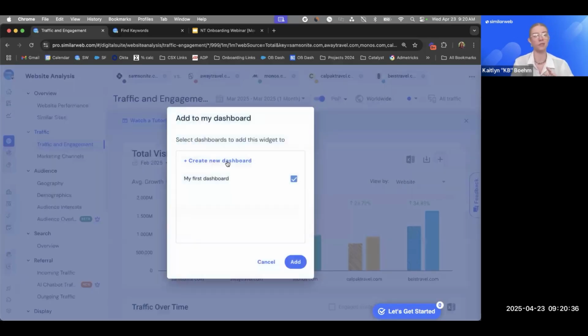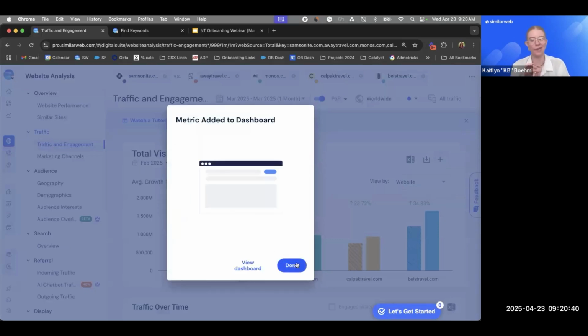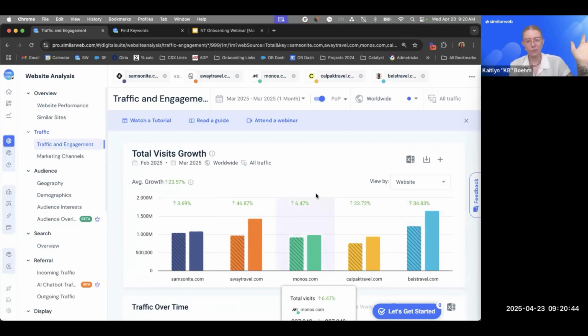So I'm going to add this as a plus, and I'm going to call it my first dashboard. So I'm going to add this here for us. So you'll see here that there's a way that I can go into the dashboard, of course, but I'm going to start to pick and choose which little widgets I want to have in there so we can show it to you at the very end.